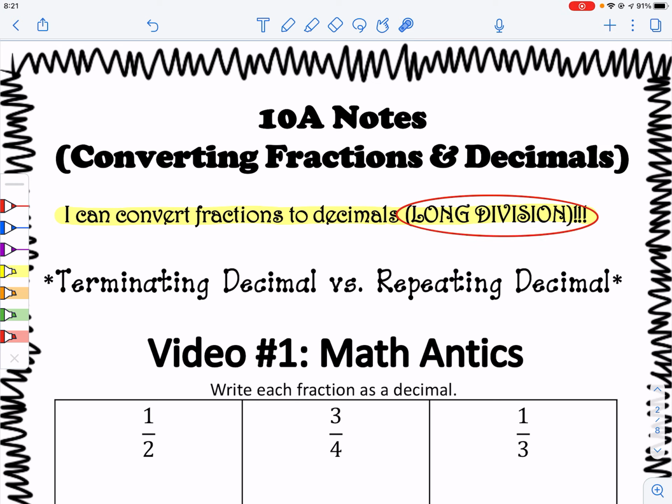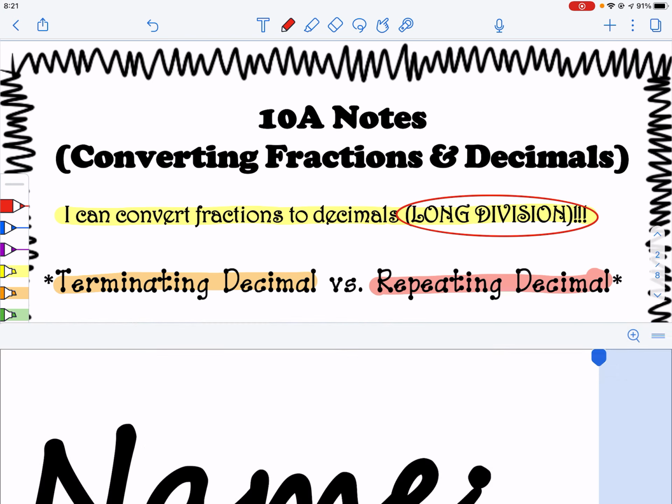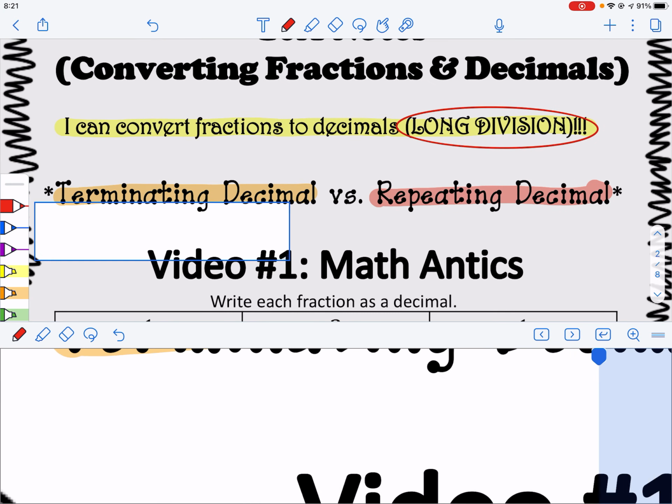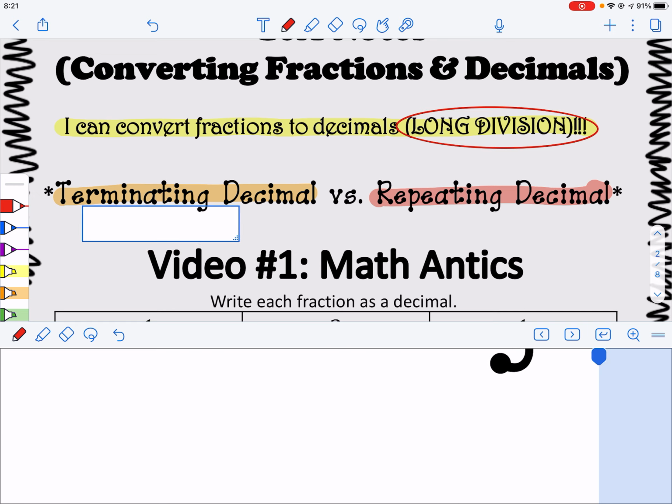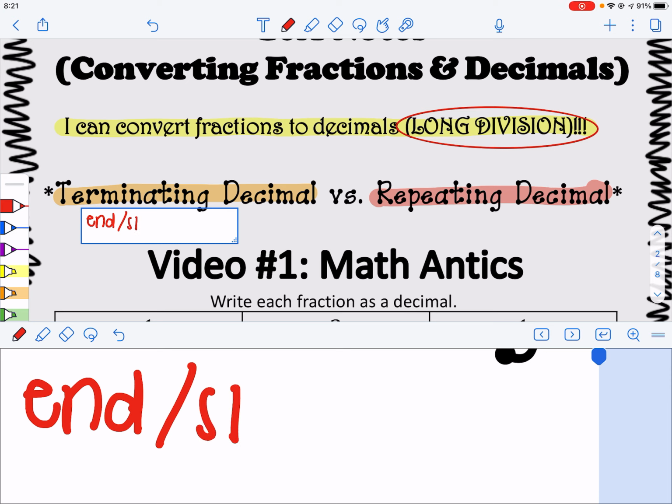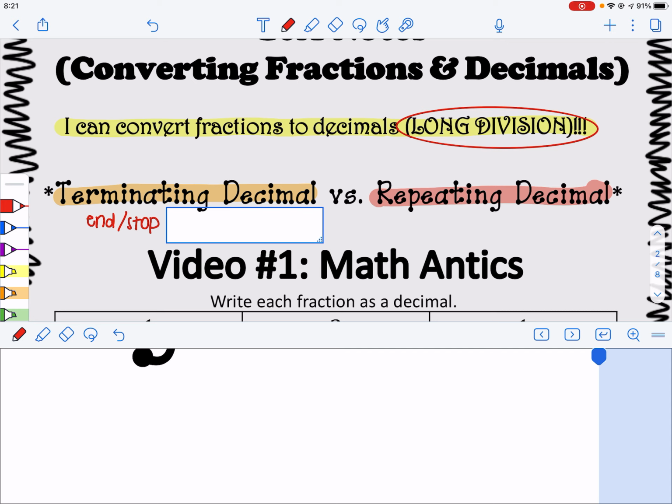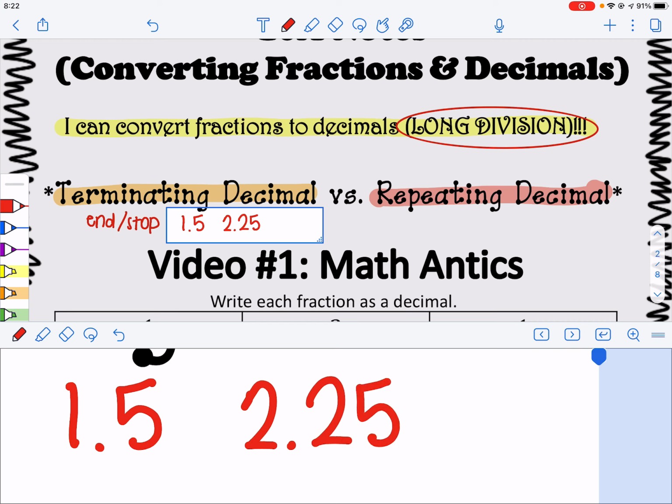So we're going to take a look at just different kinds of decimals. We will have some examples of terminating decimals. We'll have some examples of repeating decimals. So terminating decimals are just decimals that end or decimals that stop. So underneath the word terminating, let's write end / stop, because terminating decimals would be like 1.5. That's a terminating decimal because it stops after the 5. Or 2.25. That's a terminating decimal because it stops at the end.